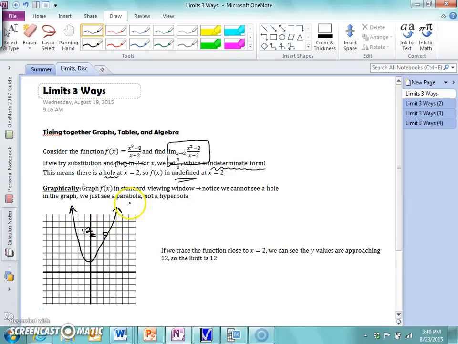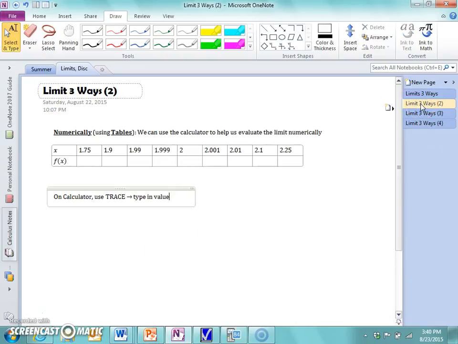The most important thing is a hole in the graph right here. I could make that look a little nicer. Hopefully yours turned out a little bit nicer than mine. So if we trace the function close to x equals 2, we can see the y values are approaching 12. So right now we are thinking the limit is 12. Let's be a little more accurate here.